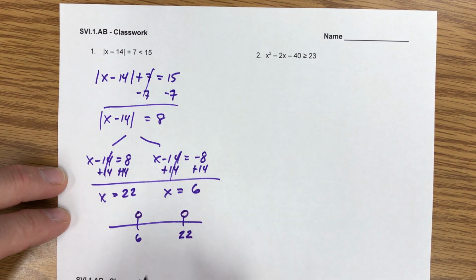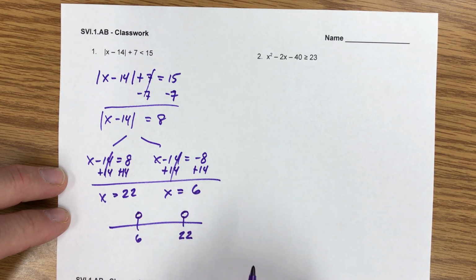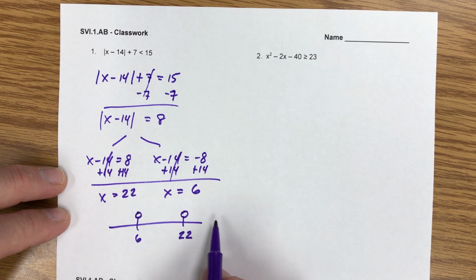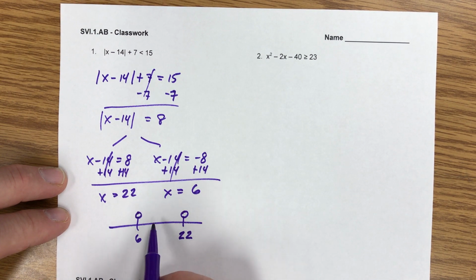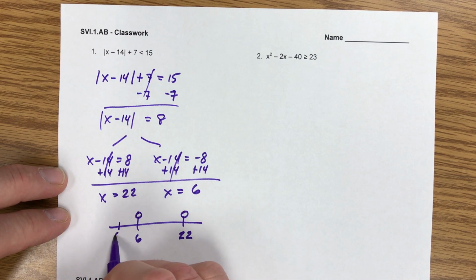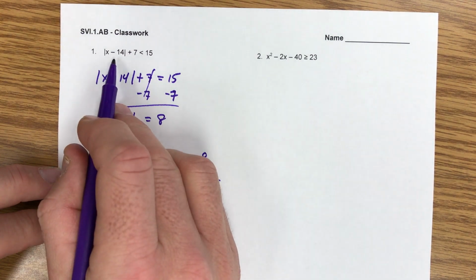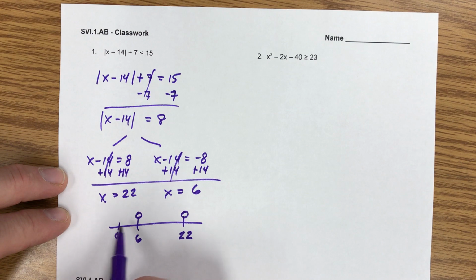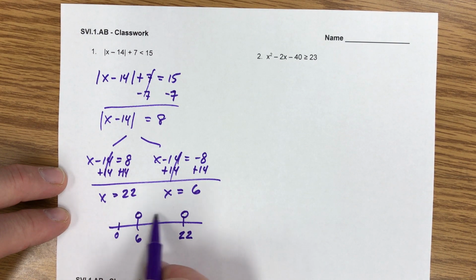Now what you're going to realize when you have two boundary points like this is that either all the points between the two boundary points work, or the outside values are going to work. It's always one or the other. So in this case, we're going to test out the number 0 to know if the arrows should go out. If 0 works in this inequality, then the arrows need to go out. If 0 does not work, then the arrows need to go in.